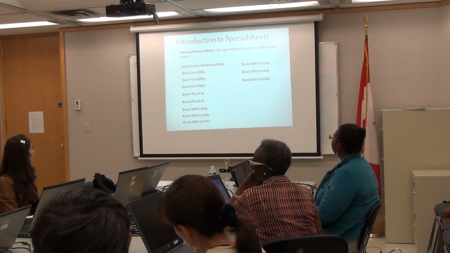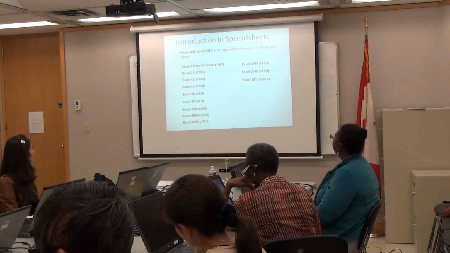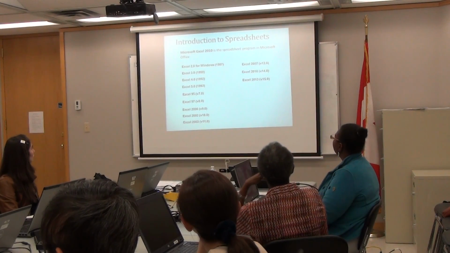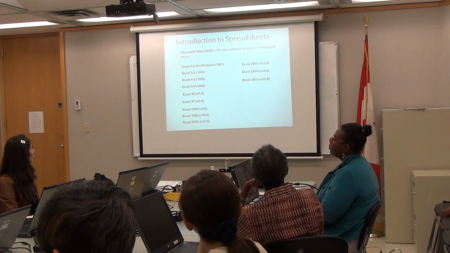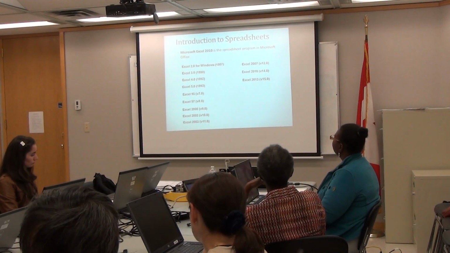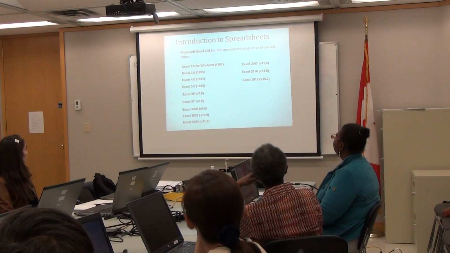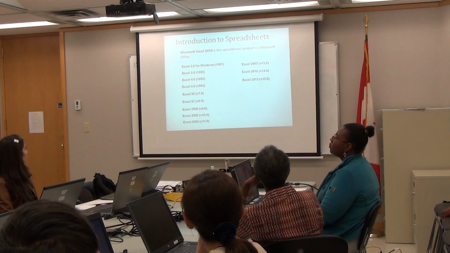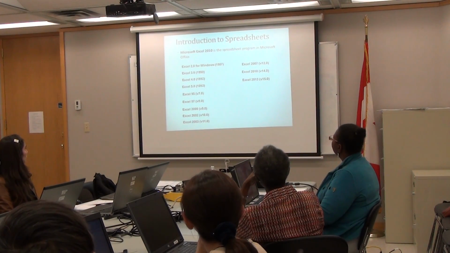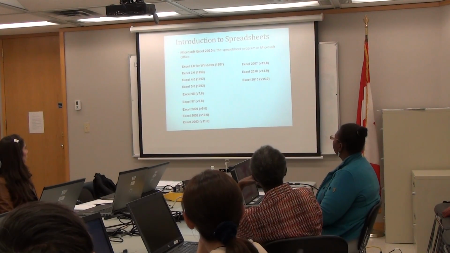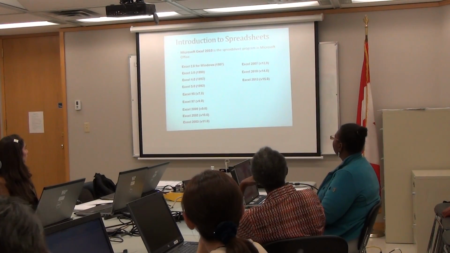So let's talk about the introduction. Microsoft Excel 2010 is basically an electronic spreadsheet program designed by Microsoft. They started manufacturing this program back in 1987, starting with version 2. So basically this is a little bit of history about Microsoft Excel. The second version they had is version 3, which was designed in 1990. In 1992 they came up with version 4. In 1993 they came up with version 5. And then in 1995 they came up with version 7.